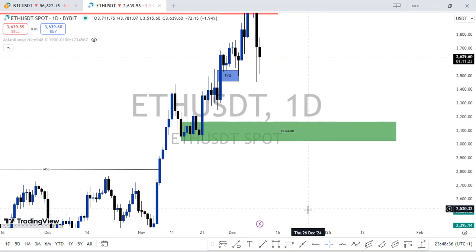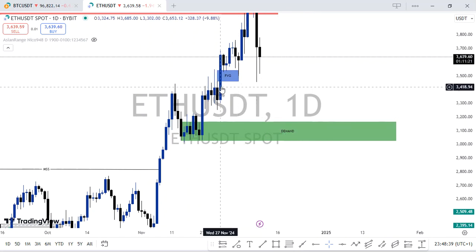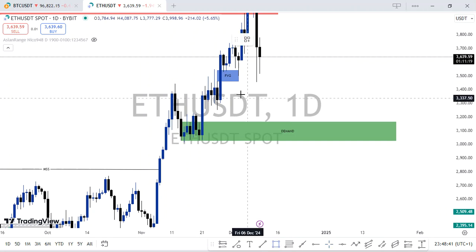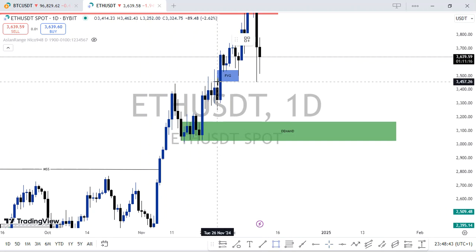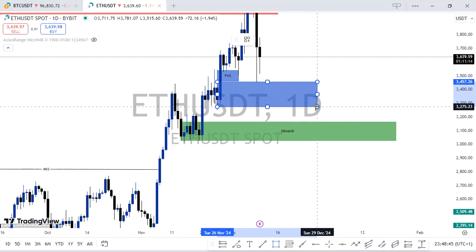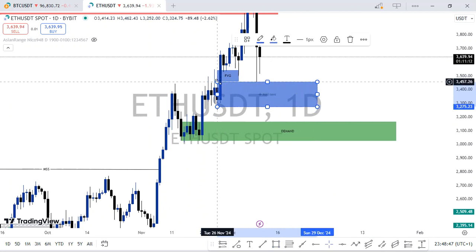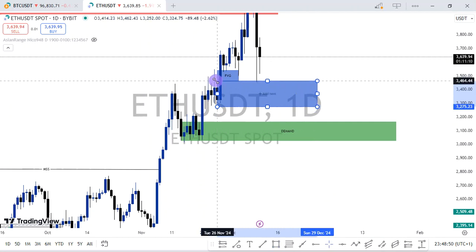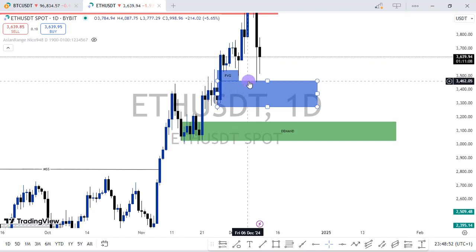I was anticipating price to use this as an inducement level to tap me into my OB here, which is, let me just label it out. I think I had a sniper entry on the trade. So price taps me into my OB here. Sorry, let me just label it OB.